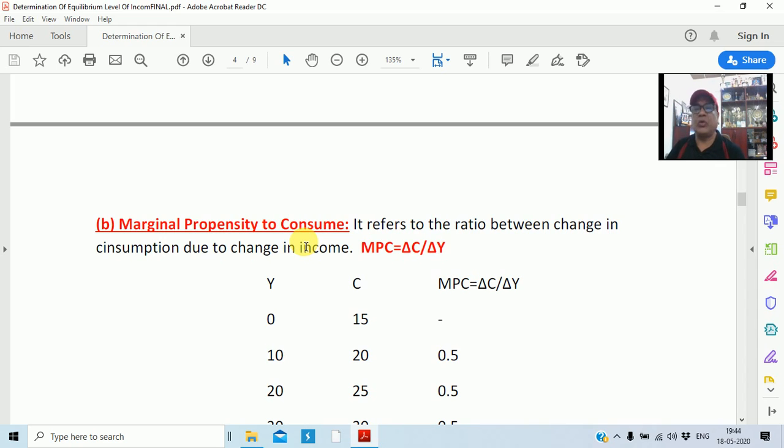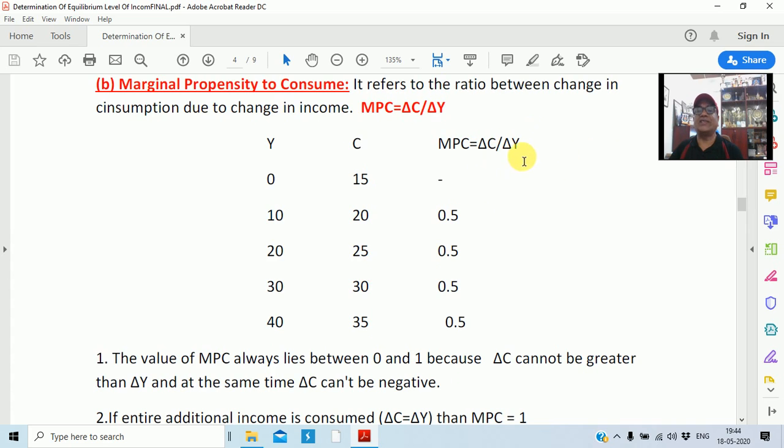So when we have to calculate MPC, how do we calculate? Delta C by delta Y. Here delta C means change in consumption and delta Y means change in income. So what does MPC talk about? It is the ratio between change in consumption due to change in income. How will we calculate delta C by delta Y?